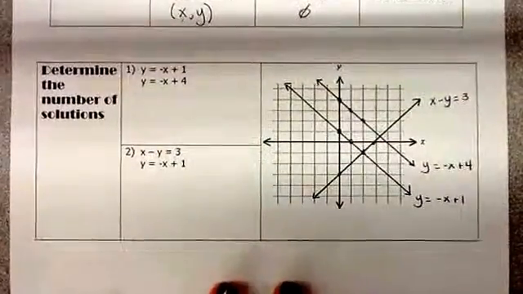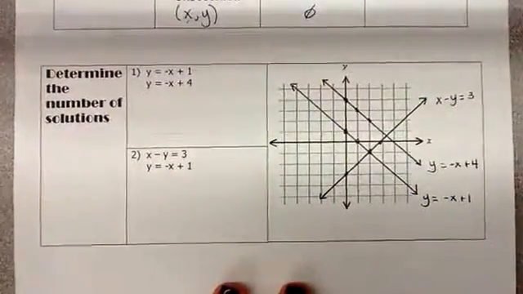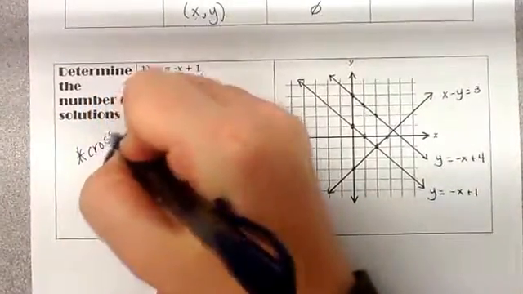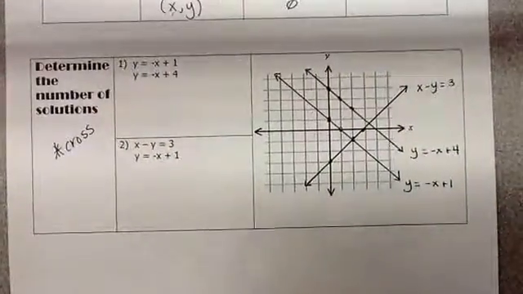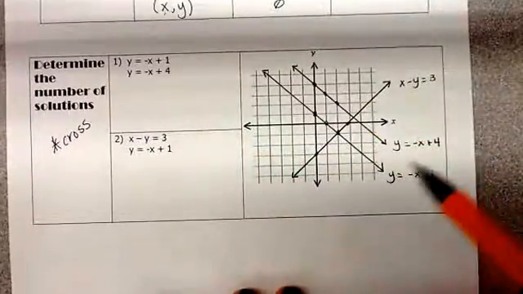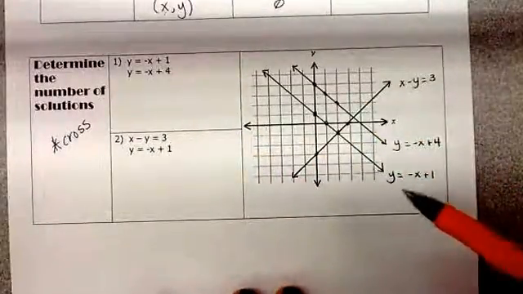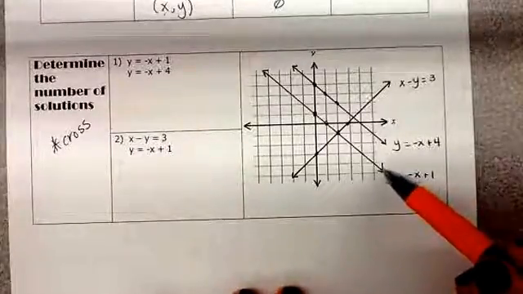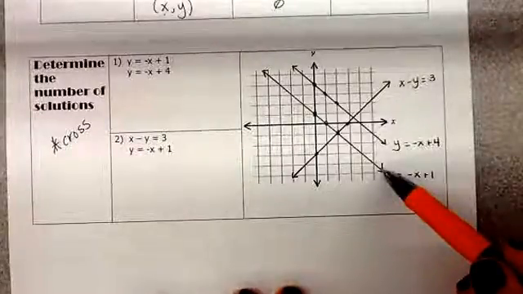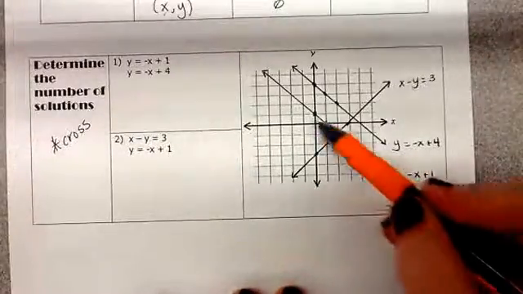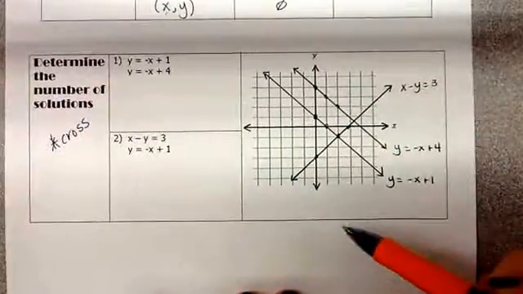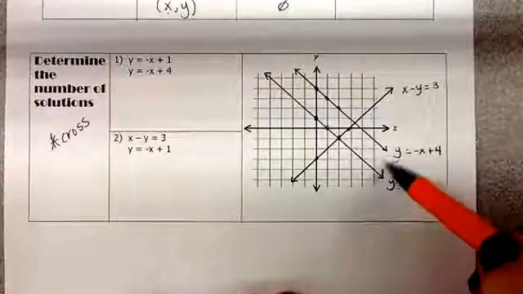So based off of a graph, we are going to determine the number of solutions. I'm looking for where they cross or intersect. For number one, let's find these equations. Y equals x plus 1, negative x plus 1. That is right here, so this equation is on here. And our next one, negative x plus 4. So I have this line, and I have this line. I'm looking for where they cross. How many times do these two cross?